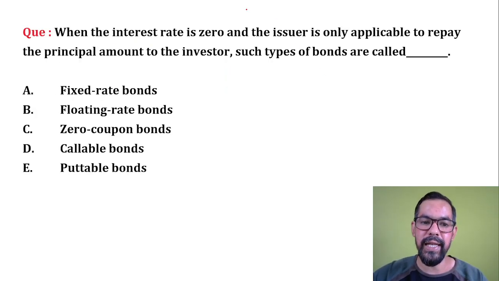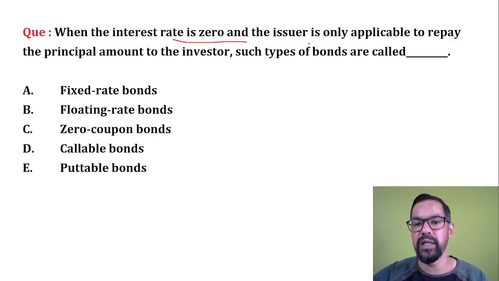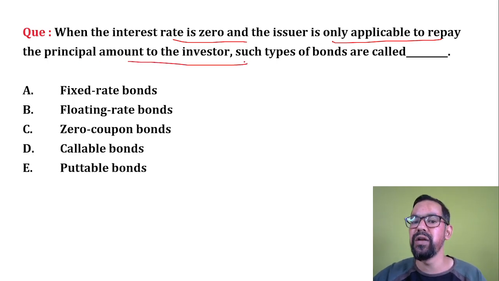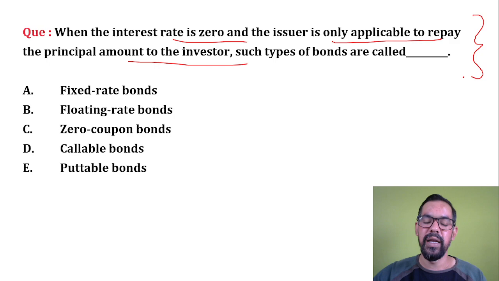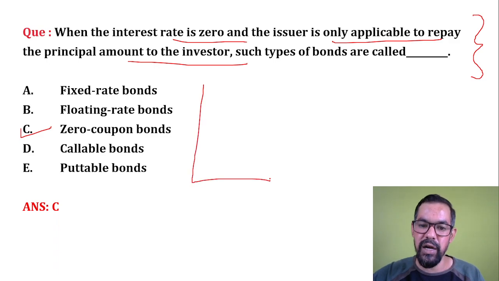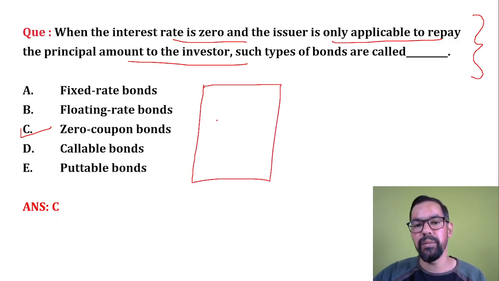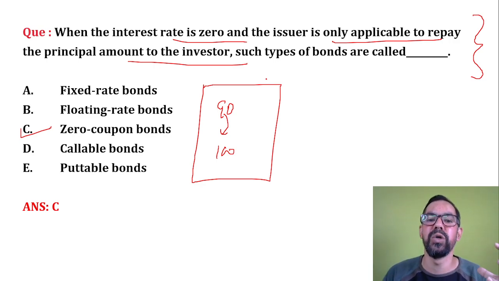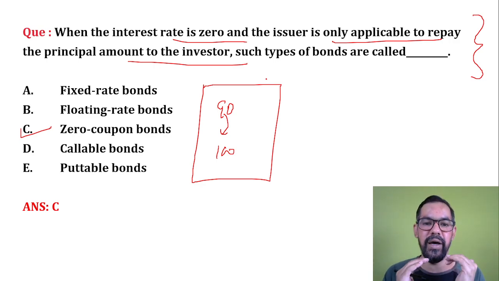Next one, when the interest rate is zero and the issuer only has to repay the principal amount to the investor, so this type of bond is generally known as which kind of bond? So what will be the correct answer? Zero coupon bond. So a zero coupon bond is generally sold at a discount to par value. Okay, so here if you invest 90 rupees, you will get 100 rupees. Any specific coupon rate is not mentioned on these kinds of bonds, but you will get some return when you invest in these kinds of bonds as well.